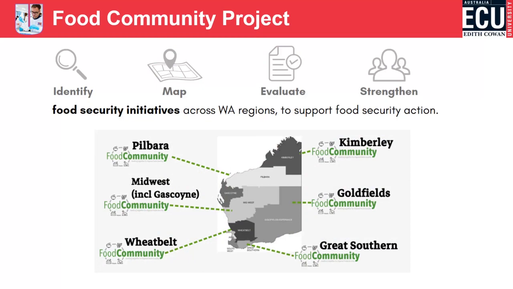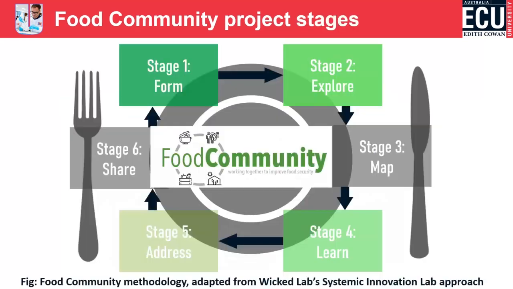The Food Community Project is about identifying, mapping, evaluating and strengthening food security initiatives across WA regions with the aim of supporting food security action. So we are conducting this work across 6 different WA regions, as well as the Southwest, which was our pilot region from 2018. The project includes 6 different stages that occur in annual cycles, except for stage 1.